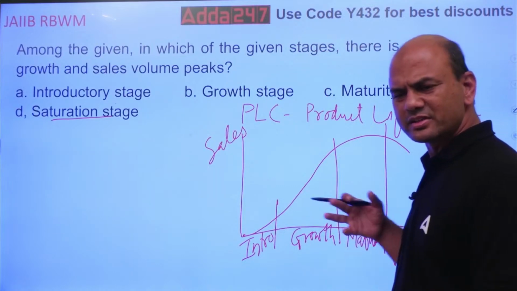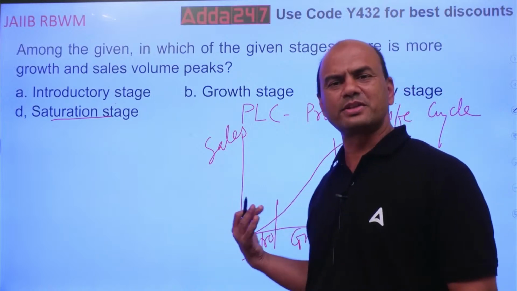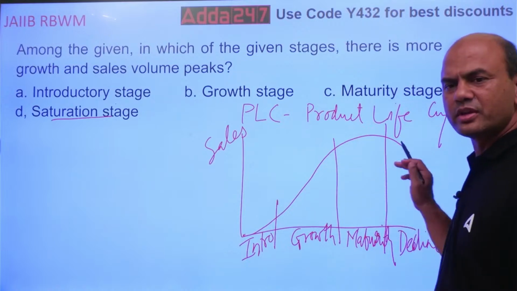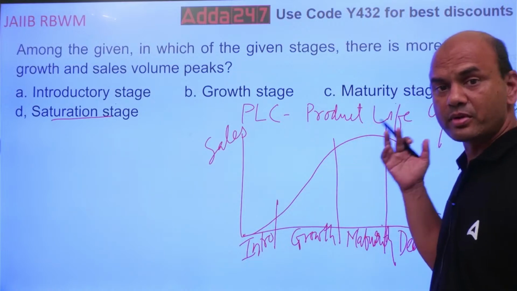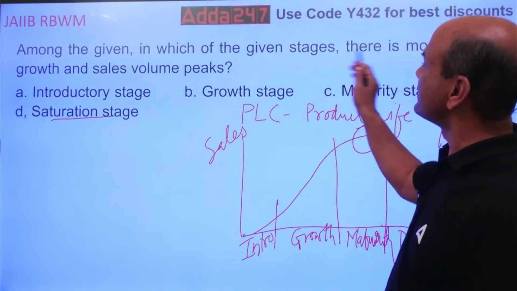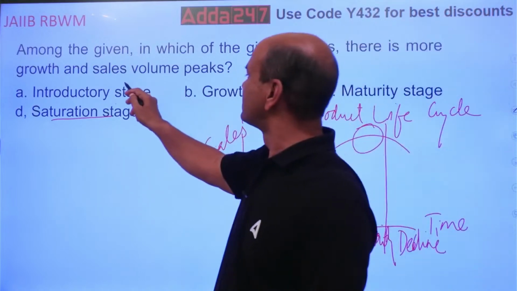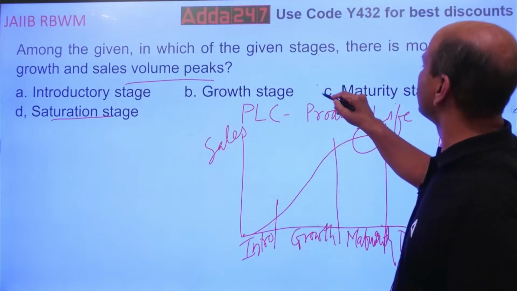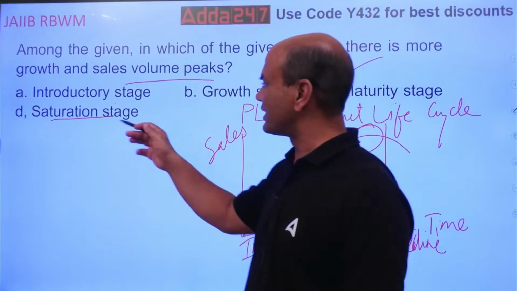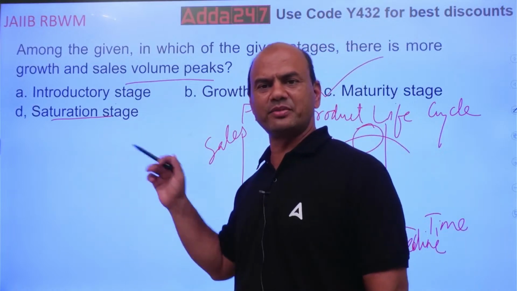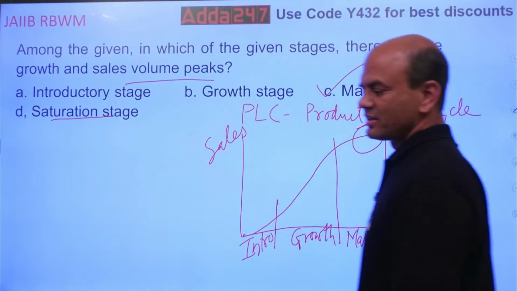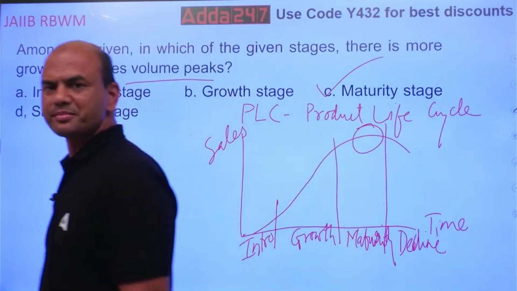Simple. There is a lot of history to it. There is a lot of science to it. Means we have various techniques over here to increase the maturity of any product. Because here the sales is at the highest. So sales volume peaks. Sales volume will peak at maturity phase. See, there is nothing called as saturation phase. Instead, there is decline phase. Okay? Got it, everyone? Concept clear?